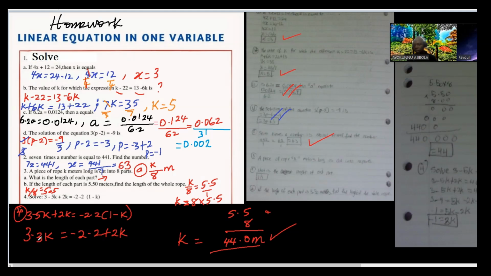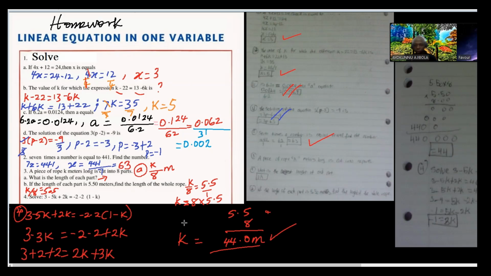Then you can collect like terms. Bring this negative 3k outside, and bring all the numbers to the left. So 3 plus 2, minus 2 plus another 2, because that should have given us minus 4, then it becomes plus 4 when you take it to the other side, equal to 2k plus 3k. The 2k was negative, now it's becoming positive.